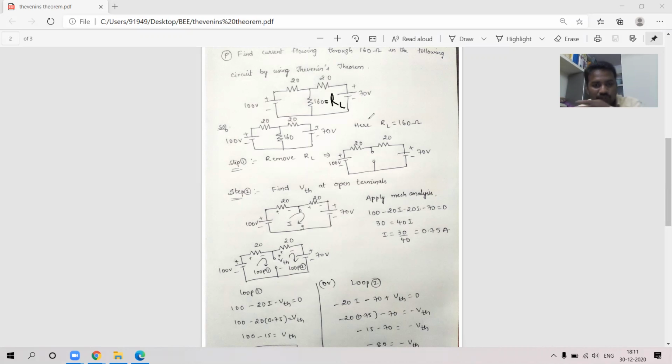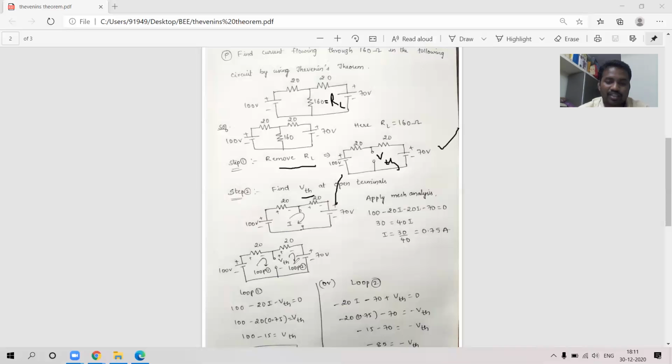So what is step one you need to do? Step one, you have to remove the RL. So I have removed RL. That is step one. What is step two? We have to find VTH at the open terminals. So we have to find VTH here. This is the circuit.